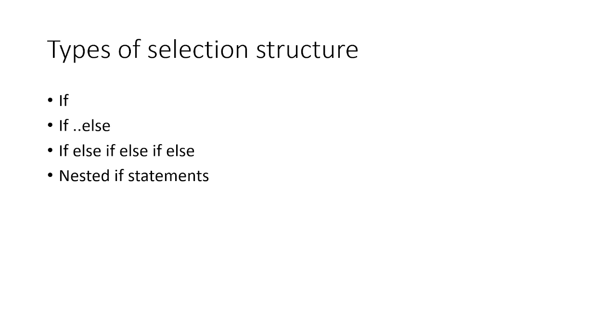Hello class, let us learn about types of selection structure. There are different types of selection structures. That is, with if we can write a condition, and if the condition is true, whatever we want to do, we can perform. Then if with else, else if, and nested if statements.